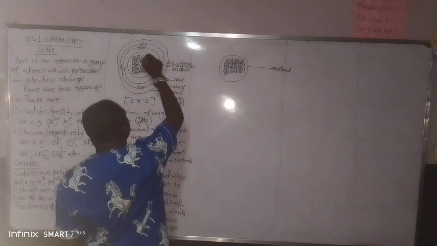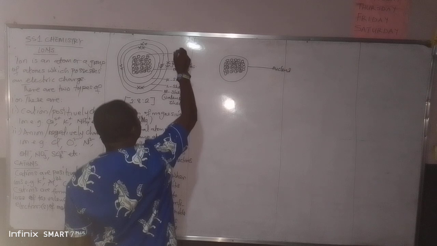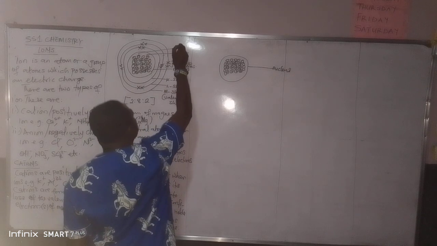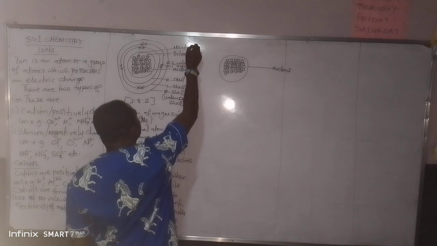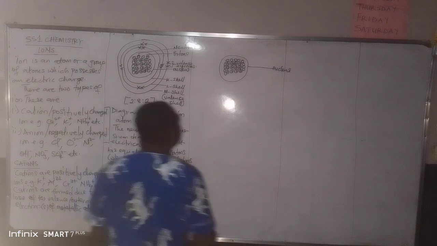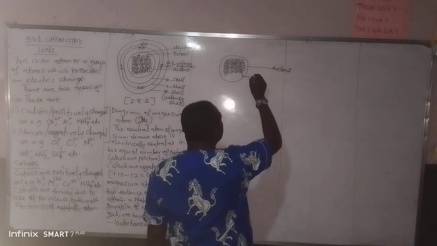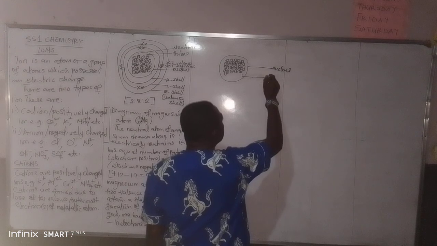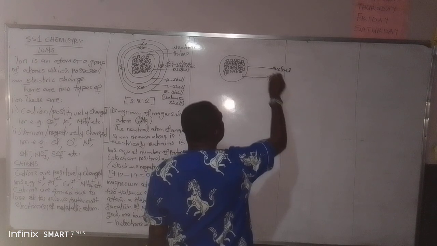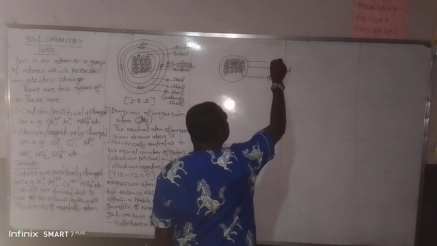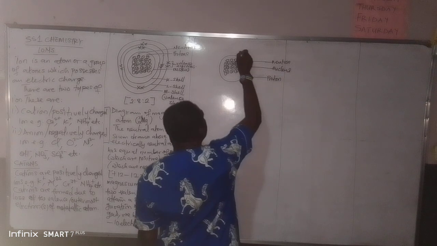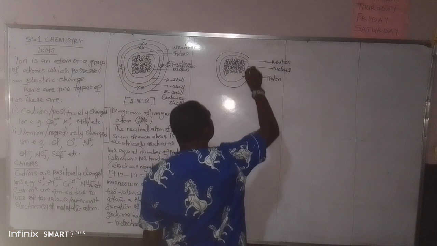So don't forget, these are protons, while these chargeless ones are neutrons. This is the proton, while this chargeless one is what? The neutron. Now, take note of one thing here.